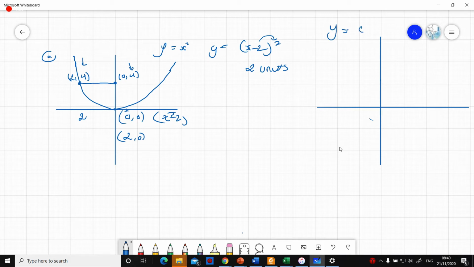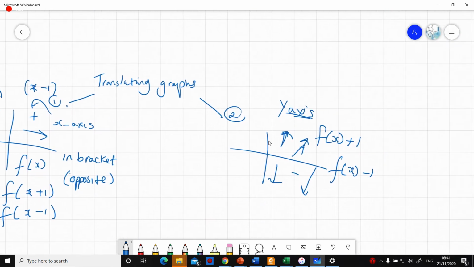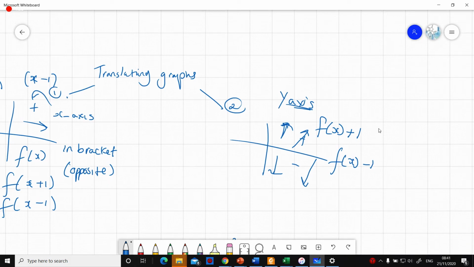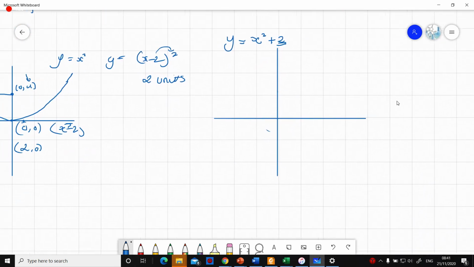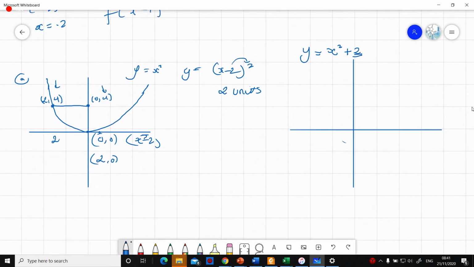Now let's look at f of x equals x squared plus 2. Now this one is going to be plus 2. So if you go back to our notes, anything outside the brackets is going to be shifted in the y direction, and we do exactly what it says on the tin. That's a proverb in English. It means exactly what it says. Do exactly what it says. Here in the bracket, we do the opposite. But if it's outside like this, we do exactly what it says.